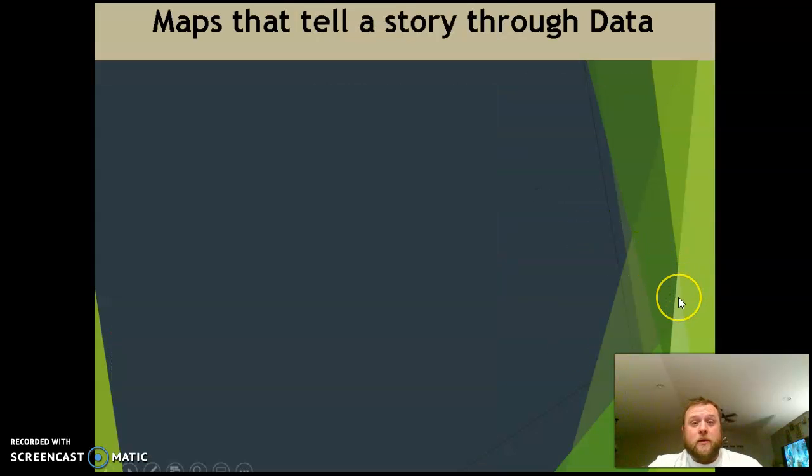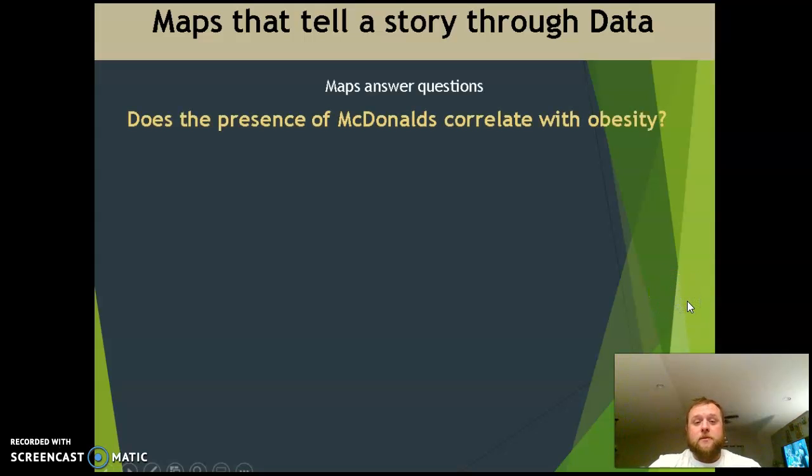Right here, we're going to talk about a story with data on maps. All right, maps answer questions. So let's talk about McDonald's. If you eat McDonald's every day, you're not going to be the healthiest individual, all right? And someone decided to ask the question, does the presence of McDonald's relate with people's obesity, right?